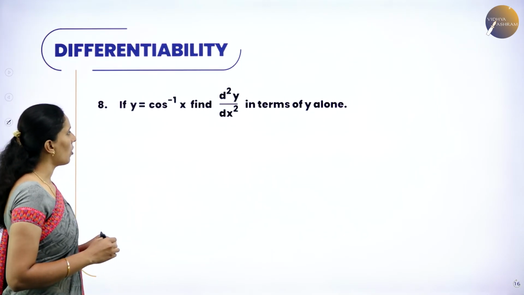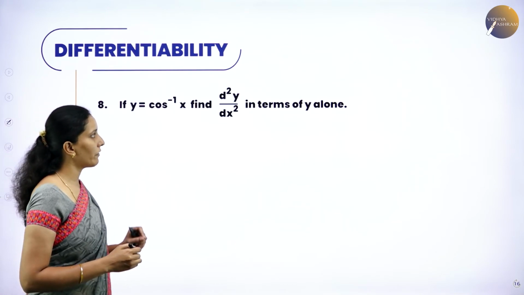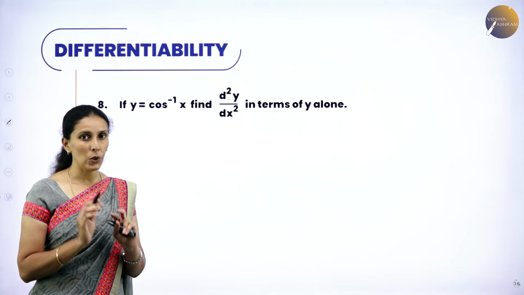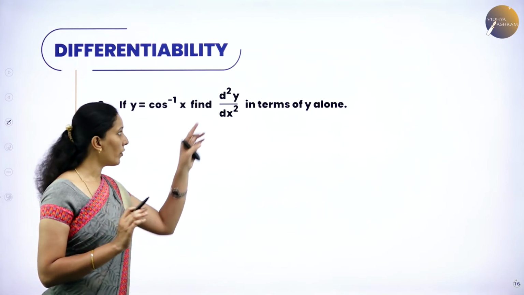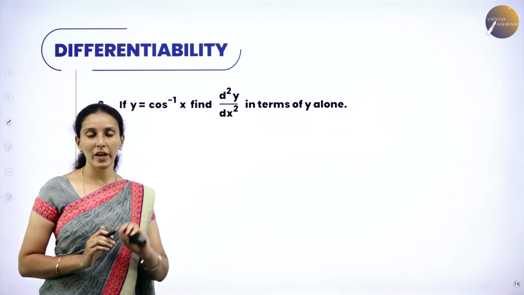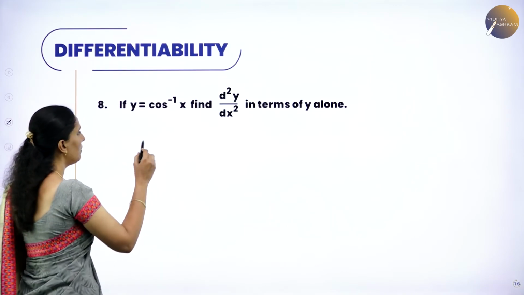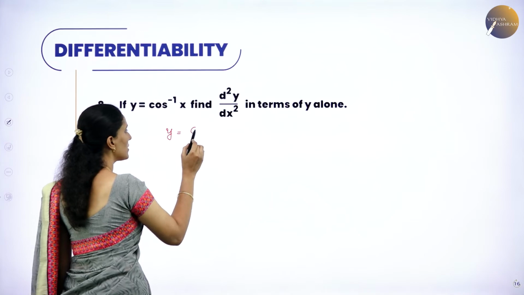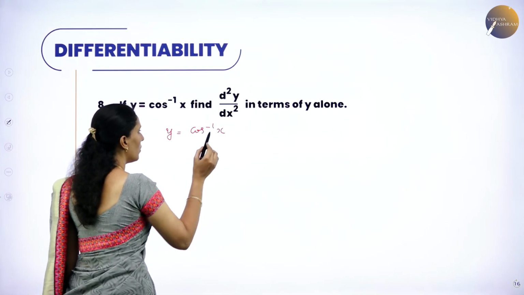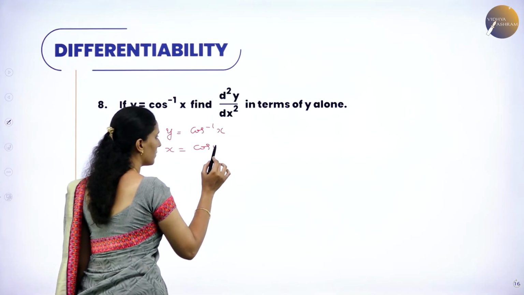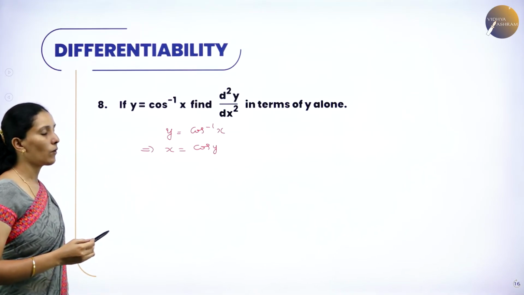If y is equal to cos inverse x, find d square y by dx square in terms of y alone. So, in terms of y alone means completely you have to express d square y by dx square in terms of y terms only. So, now here we have y is equal to cos inverse x. So, this implies x is equal to cos y. So, we have x is equal to cos y here.